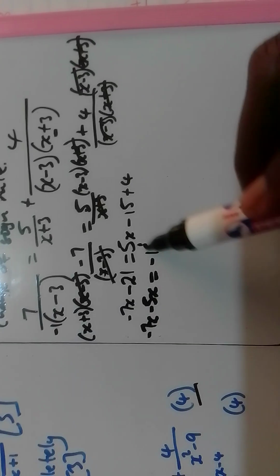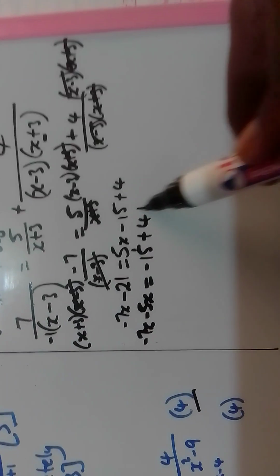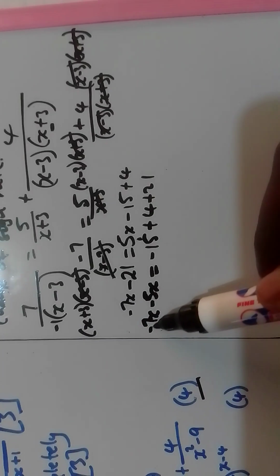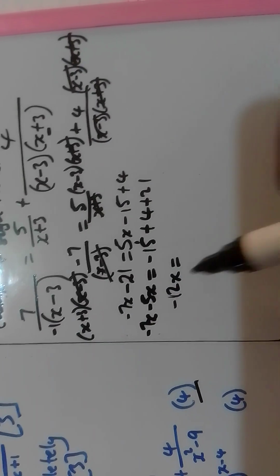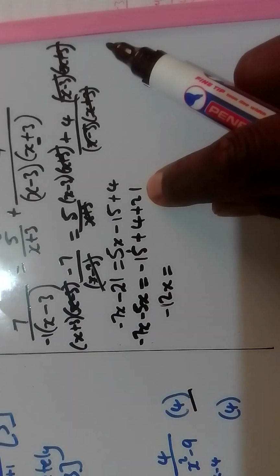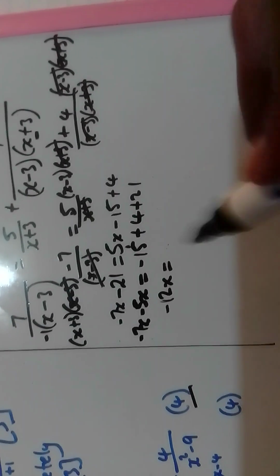I've got negative 15 plus 4. I transpose this negative 21, it becomes a positive 21. When I say negative 7, negative 5, it gives me negative 12x, which is equal to, now when I say 21 minus 15, I get 6, and 6 plus 4 gives me 10.